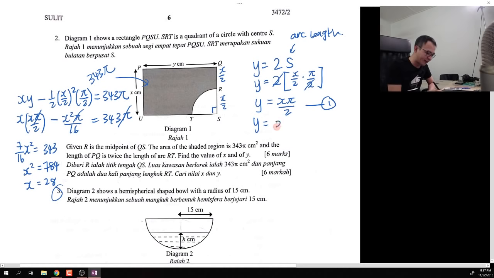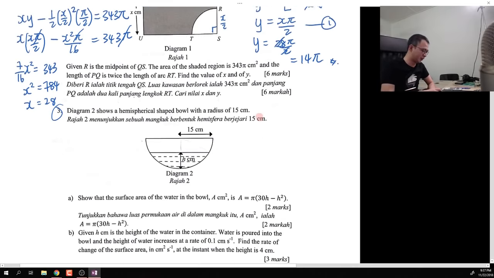So I can know my Y value easily, just 28 pi over 2. So I simplify, my Y value should be 14 pi. Okay, you can leave it as 14 pi, or you want to convert it into decimal, it's fine. Alright, so this is the answer for question number 2. So far, any questions? I hope there's no question. If there's no question, we're going to move on to question number 3.